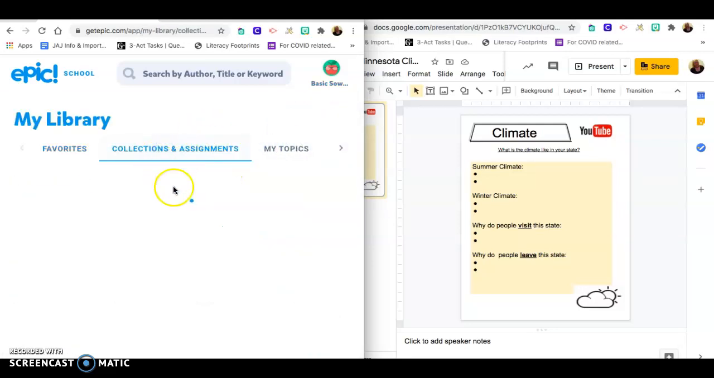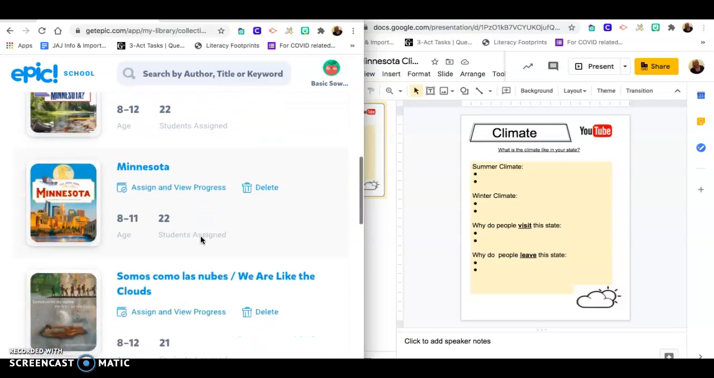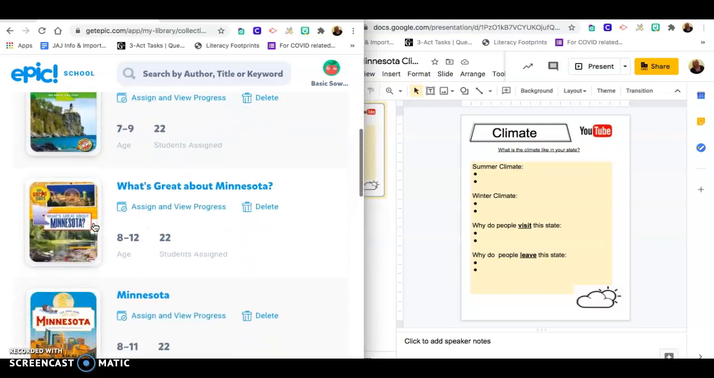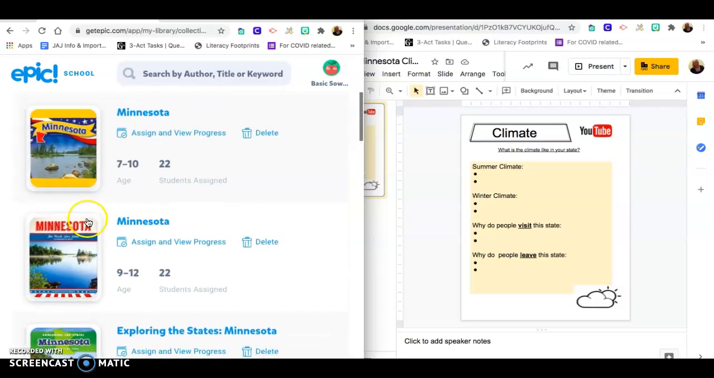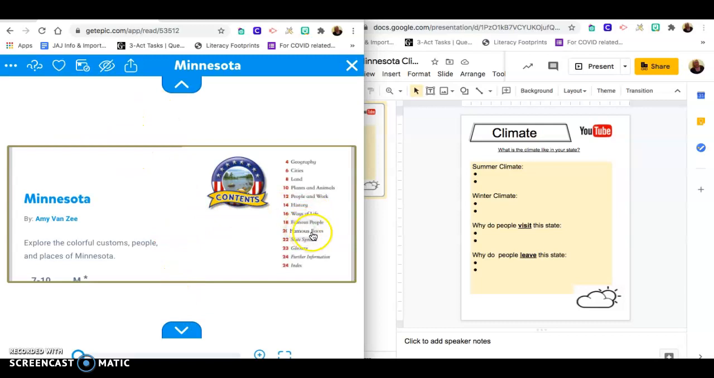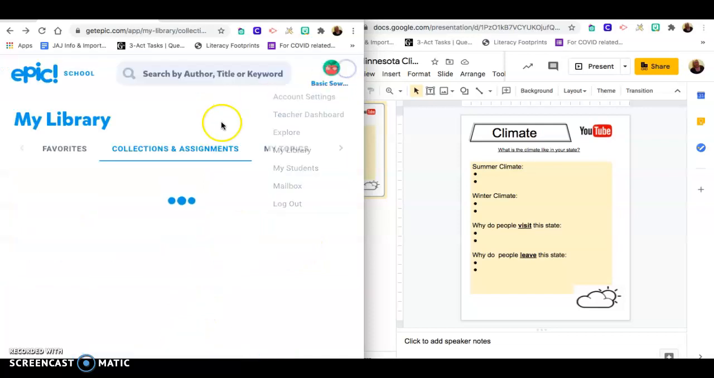and assignments. So here I have several different books, and I have 5 books that are on Minnesota. So I'm going to use this one. This one is a fairly easy book. And the first thing that I'm going to do is look at the table of contents, and I'm going to see if I can find anything about climate. And I don't see anything there. So I'm going to go to one of the other books.